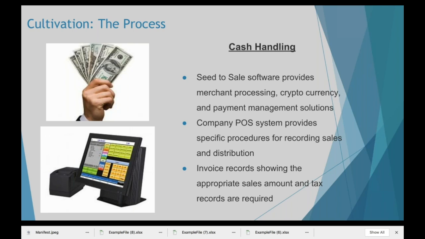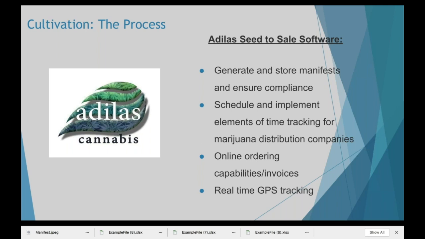Atlas can generate manifests to ensure compliance when allowed by local jurisdictions. Some track and trace software, like Metric, do require use of manifests generated uniquely from their track and trace system. Using Atlas as your seed to sale software system, it is easy to produce a manifest using Metric. Manifests and trip plans can be backed up and stored in Atlas for compliance. Atlas also includes scheduling elements and elements of time for marijuana distribution companies. There are Atlas plugins for online ordering and invoicing, as well as add-ons for real-time GPS tracking and product and or money tracking.